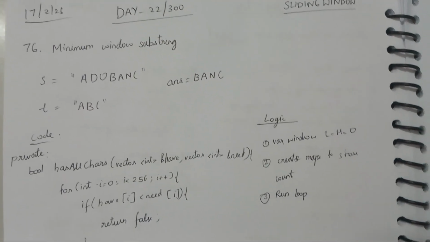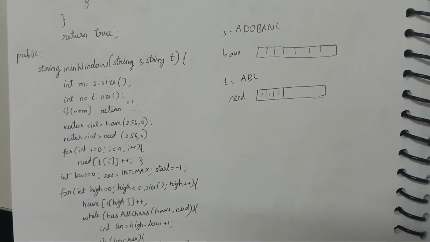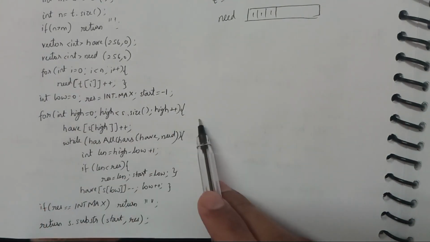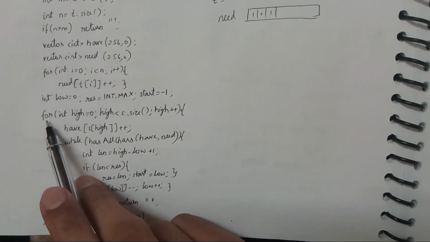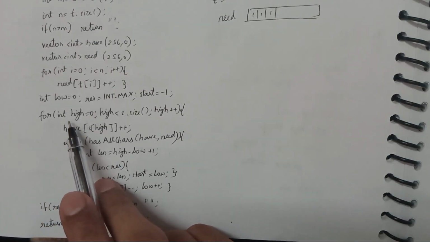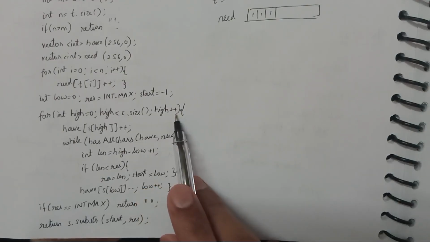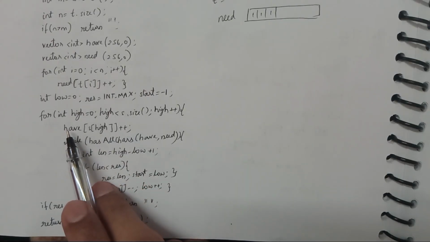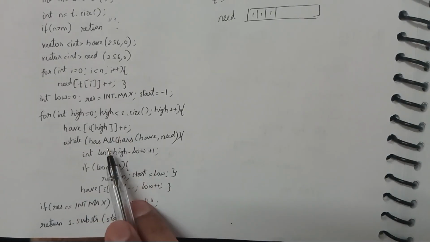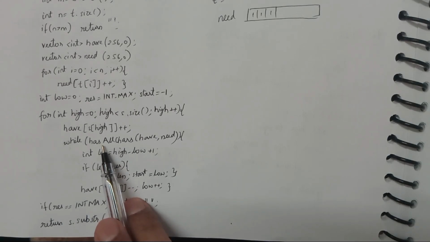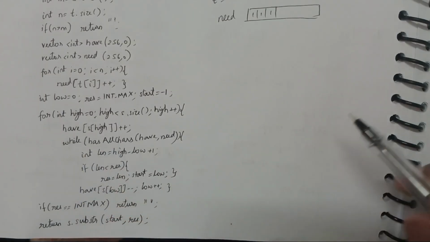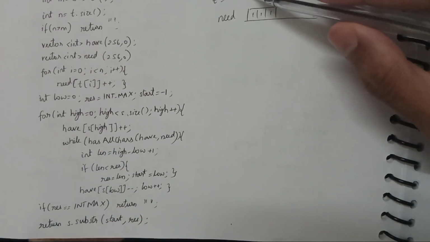So if we check here, if we ignore all this, this is the main logic. First we run a for loop from int high equal to 0, high less than s.size(), high plus plus, and we include s of high in our information, and we run a while loop for the second condition. Now there should be some condition, right? So what is that condition? We need to check whether ABC can be formed from the current window.